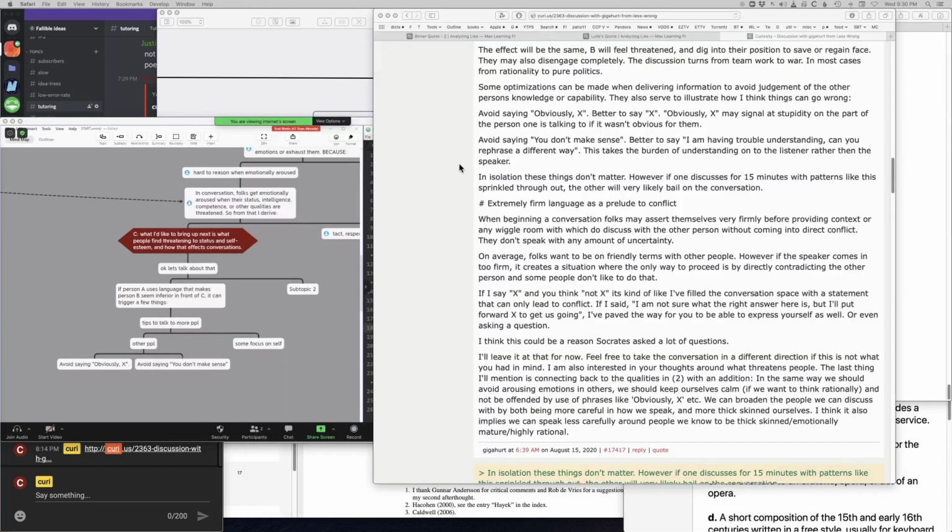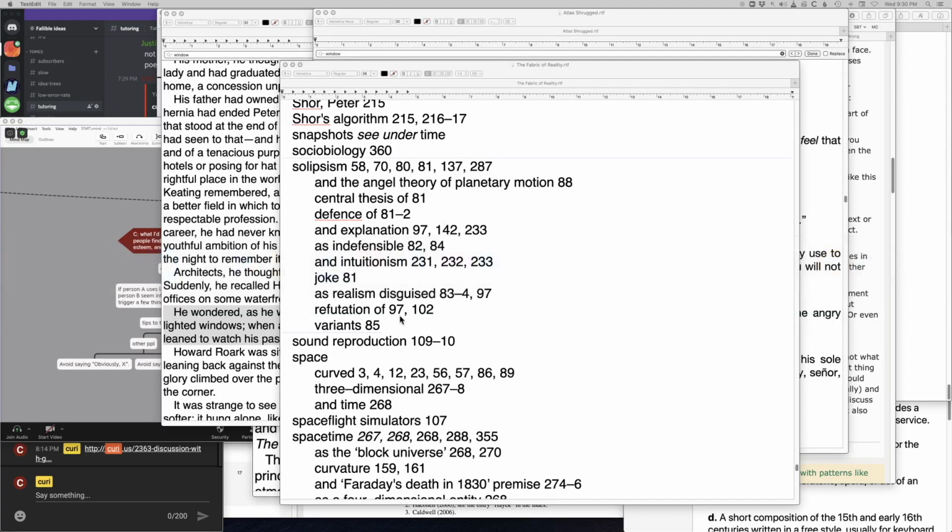Some of these random things seem interesting, like sound reproduction in the index. It shows sound reproduction, space curved, three-dimensional, time, spaceflight simulators, space-time. Yeah, these are physicsy topics. I really like the explanation about the light, like if you're a frog and you got further away from the sun, it would continuously get dimmer and dimmer, and then eventually it would just flicker. I didn't know about that. I never really thought about it, but it was a really interesting explanation.